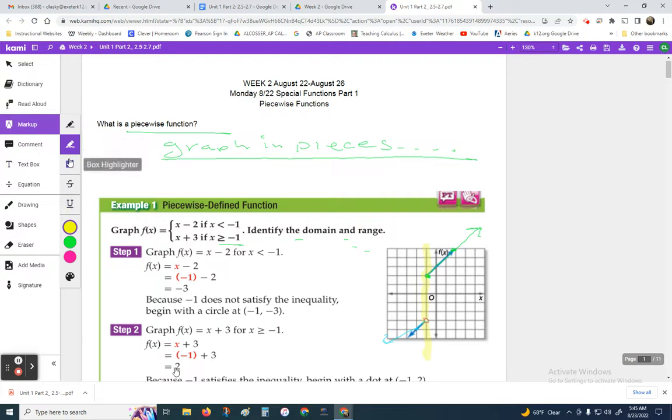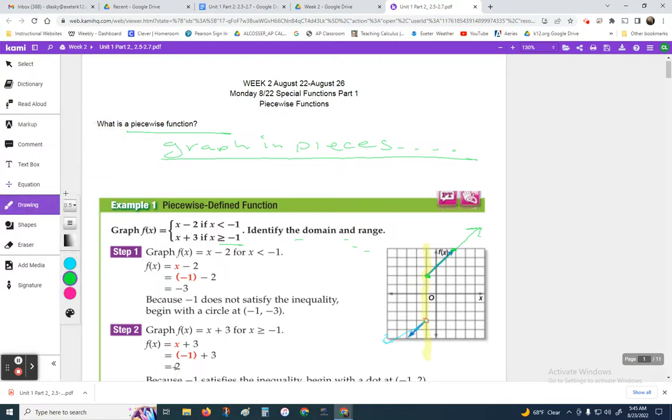Now, real quick, let me go back to my drawing here. We need to come up with domain and range. Domain is all the usable x values. So if we really look at these two equations, I can plug in any x value and it works. So I'm going to say all reals. That's all real numbers.